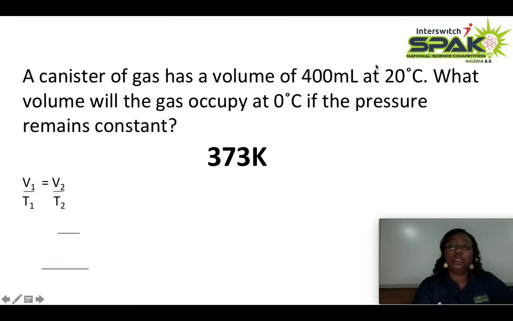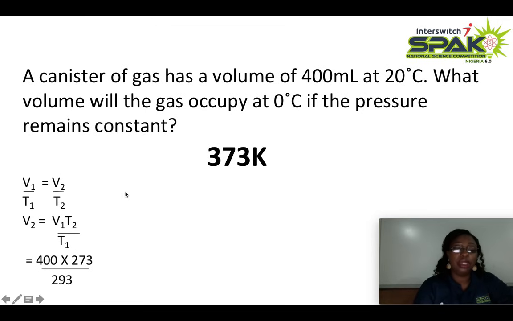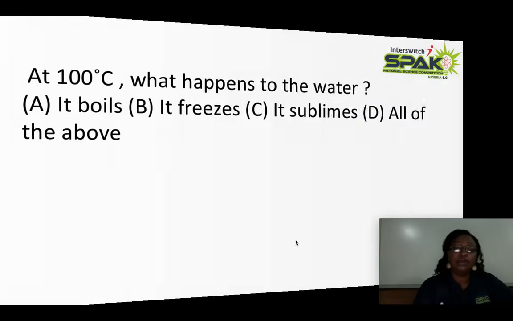400 ml is your V1 and your 20 degrees C is your T1. So we are looking for V2, and 0 degrees C will be 273 Kelvin. Also remember, don't forget that you need to convert this to Kelvin. So that's 273 plus 20. So you make your V2 the subject of the formula. That means V2 will be V1 times T2 over T1. Then you substitute your values. That's 400 times 273 over 293. And your final answer is 373.